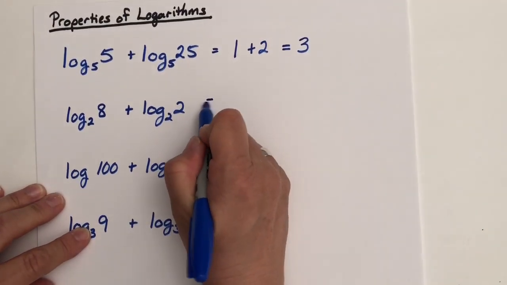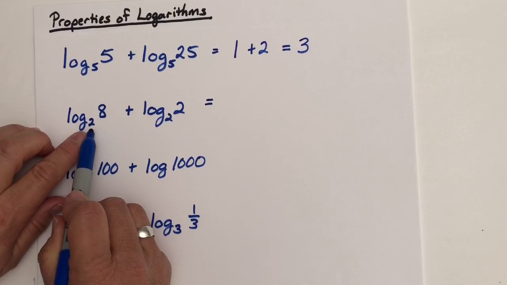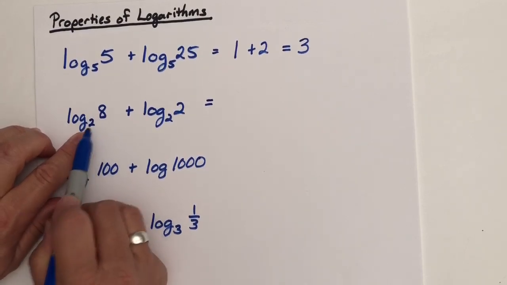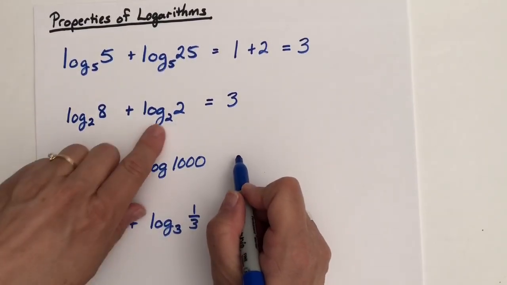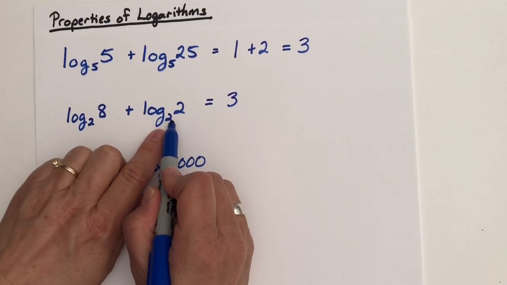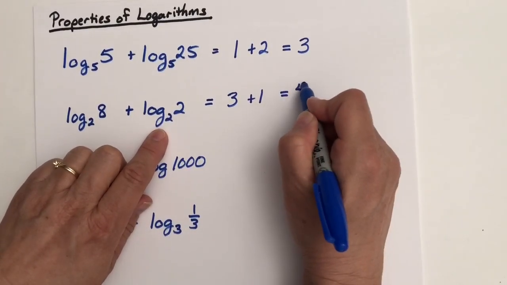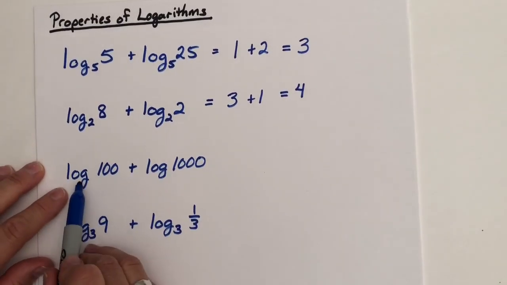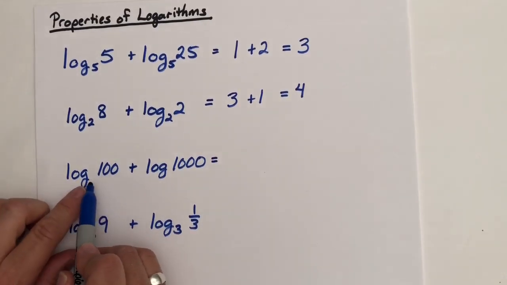Let's do the next one. We have the log of 8 base 2. So what exponent do we need to put on a 2 to get 8? We know it's 2 to the 3rd power that is 8, so our result there is 3. The log of 2 base 2 is just a 1, so our sum is 4.